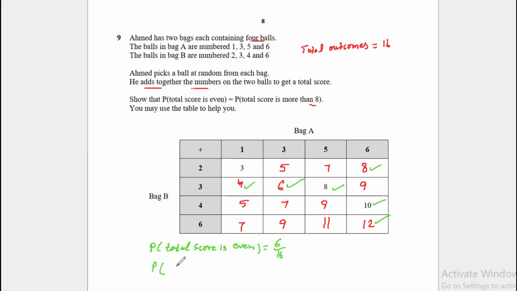And second, the probability of total score is more than 8. If you check carefully, those more than 8 are 9, 9, 10, 12, 11, 9. So 1, 2, 3, 4, 5, 6. This is again 6 over 16. So this shows that the probability of total score is even is 6 over 16, and the probability of total score is more than 8 is also 6 over 16. So this shows that they are equal.